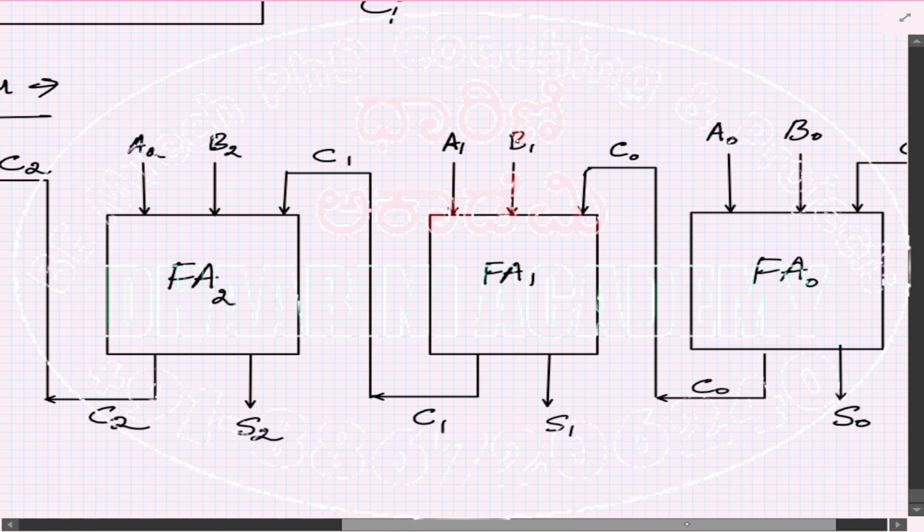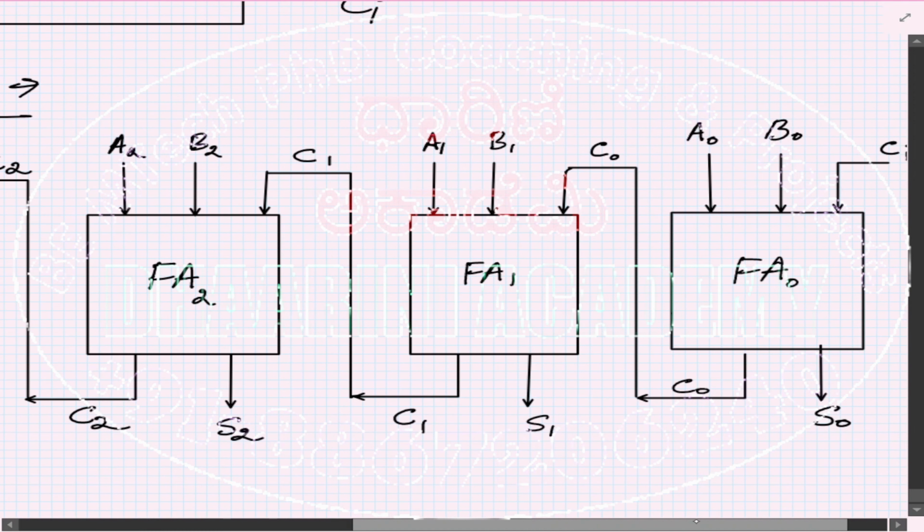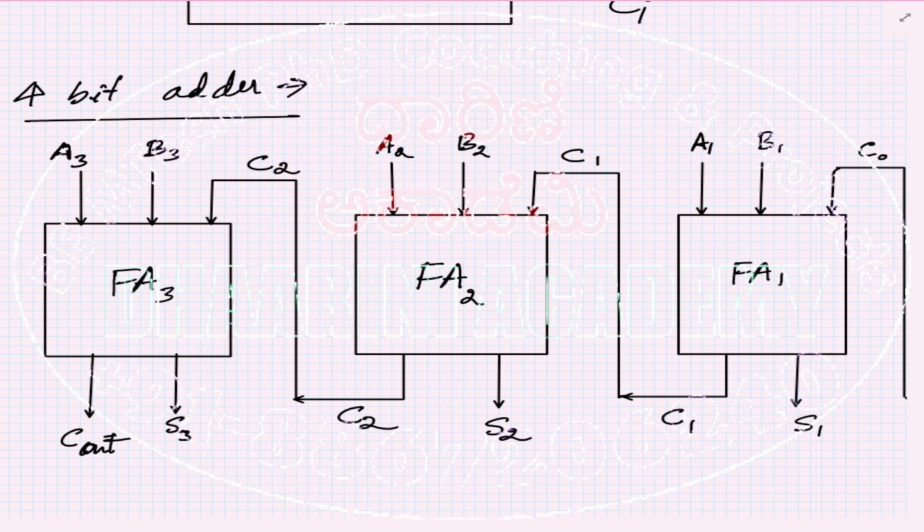So now overall the structure looks like this. 4 bit structure. A and B are 4 bit numbers. The sum is also 4 bit in number. S0, S1, S2, S3, all together is what is considered as the 4 bit answer. Are you okay? Yeah. Fine.